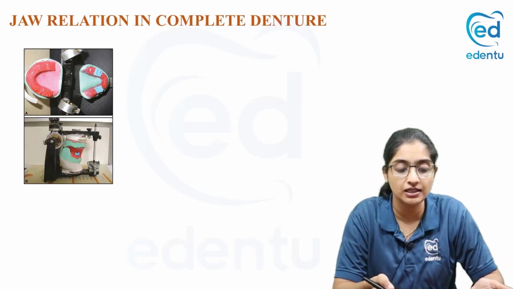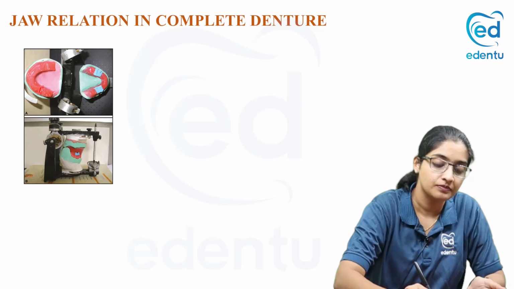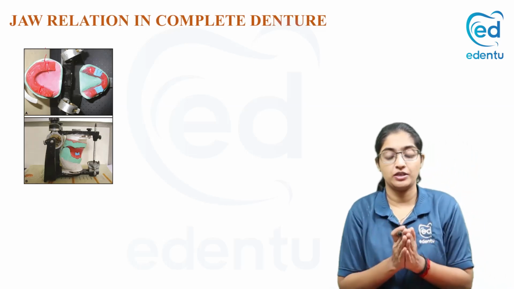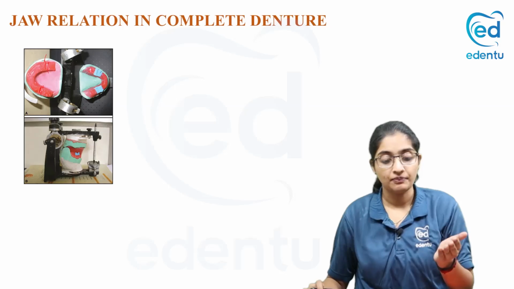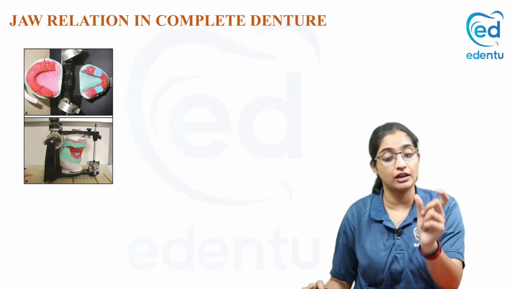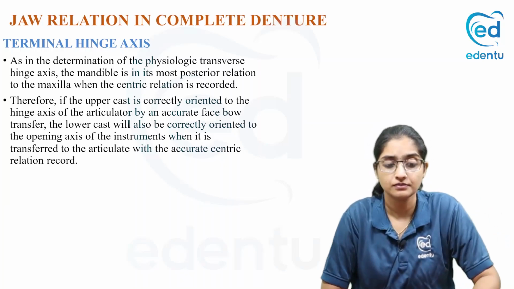So, this is how basically a nick and notch will look like. Can you see this is the nick here, and you have a notch next to it. So, that is how the jaw relation, horizontal jaw relation record, interocclusal record is made to transfer it into the articulator.